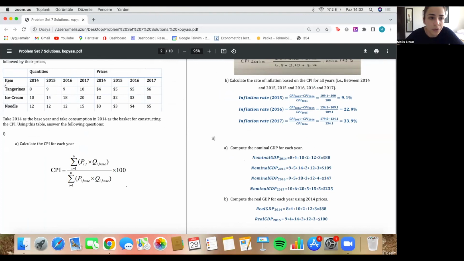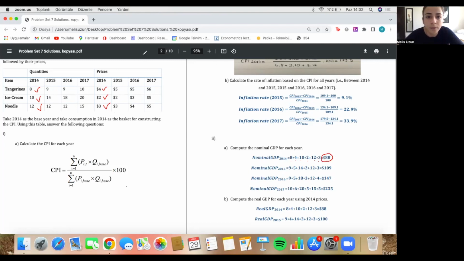So let's look. Tangerines were $4 in 2014 and their quantity was 8. So we will multiply 8 with 4. And ice creams were $2 and their quantity was 10. So we multiply 10 with 2. And noodles are $3 and their quantity is 12. So we multiply it and we add all up together and we will find that it is $88.